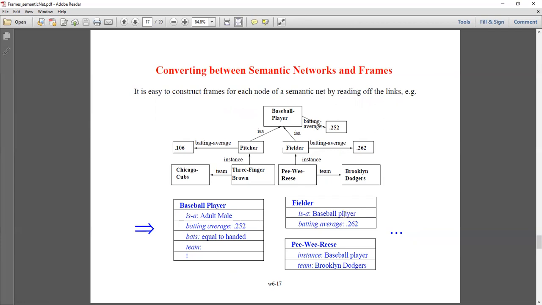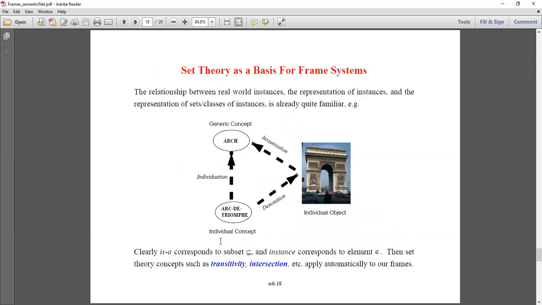Similarly, fielder is a baseball player, batting average .262. And the next frame is PV Rees, instance baseball player, team Brooklyn Dodger. So you can observe each and every entity you have over here, whether it is baseball player, pitcher, fielder, 3-finger Brown, PV Rees, Brooklyn Dodger, or Chicago Club, you can describe them as separate frames. So what will a frame contain? It will contain all its attributes and the attribute values. So they are called filters as well. So a frame is nothing but a collection of slots.